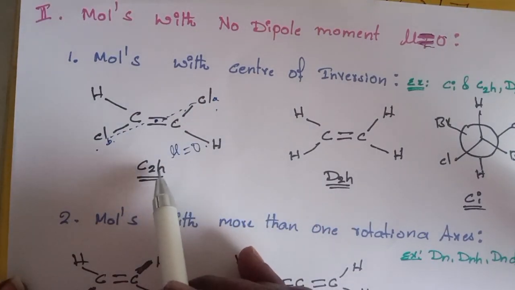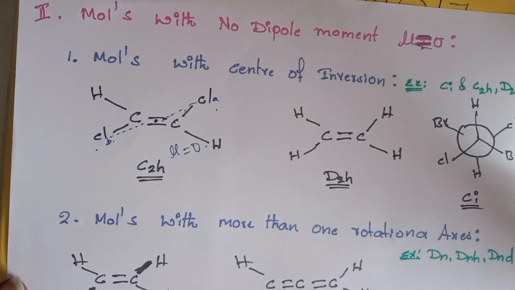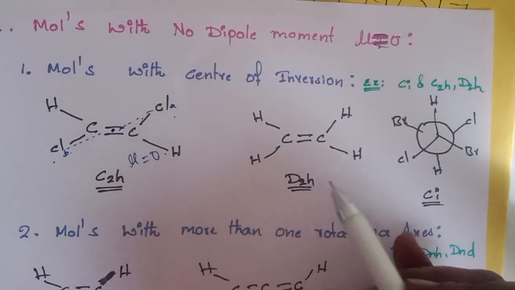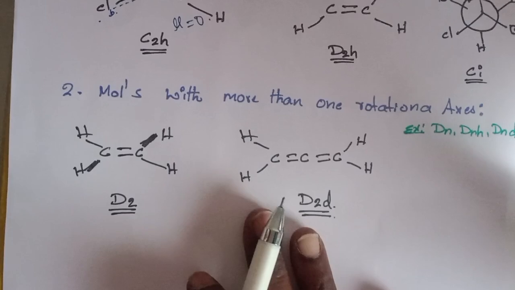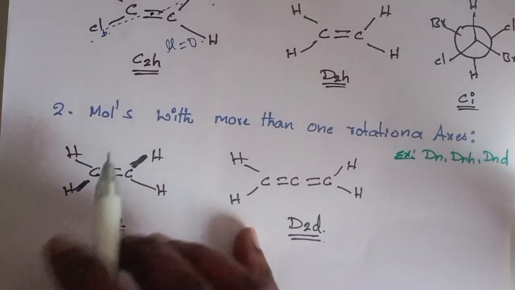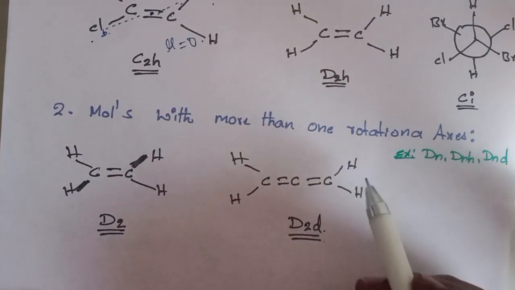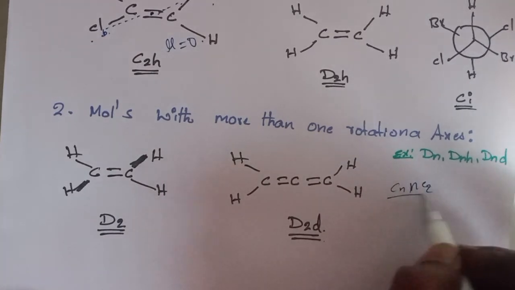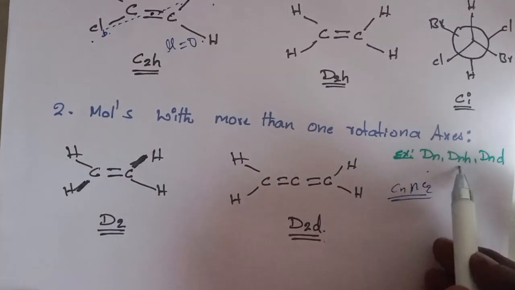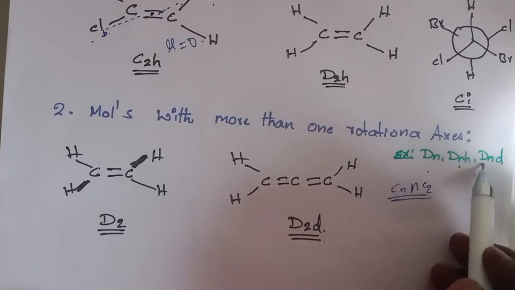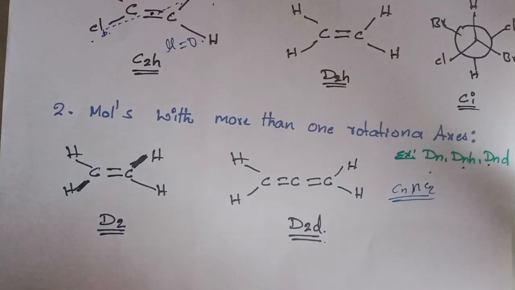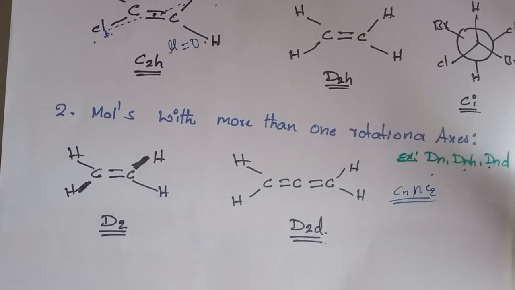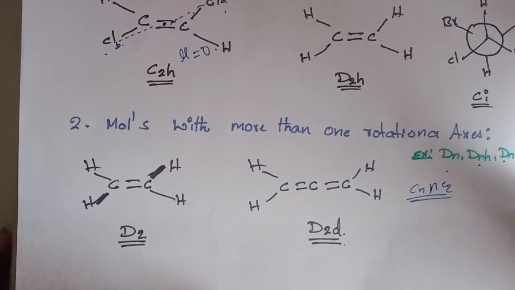So molecules which come under the C2h point group will have no dipole moment. D2h point group, ethylene, will have no dipole moment. The next category, molecules with more than one rotational axis. That means Cn followed by nC2, that means Dn point group, Dnh, Dnd point groups. The molecules which come under Dn, Dnh, Dnd point groups will have no dipole moment.